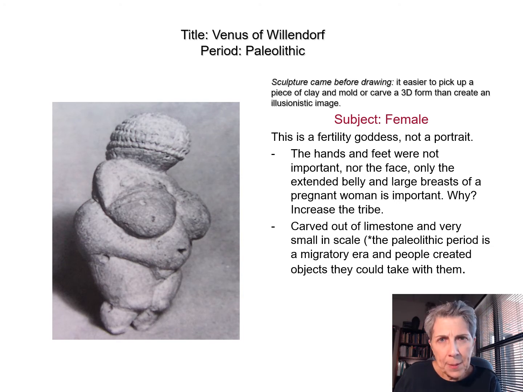Now, this is your second piece, and it is found in Austria. This is called the Venus of Willendorf, and those titles, this artist didn't say, oh, I'm going to name this the Venus of Willendorf. No, no, no. Archaeologists who unearth these artifacts give them that name because that's where they were found. And as you know, Venus is the goddess of love. All right.